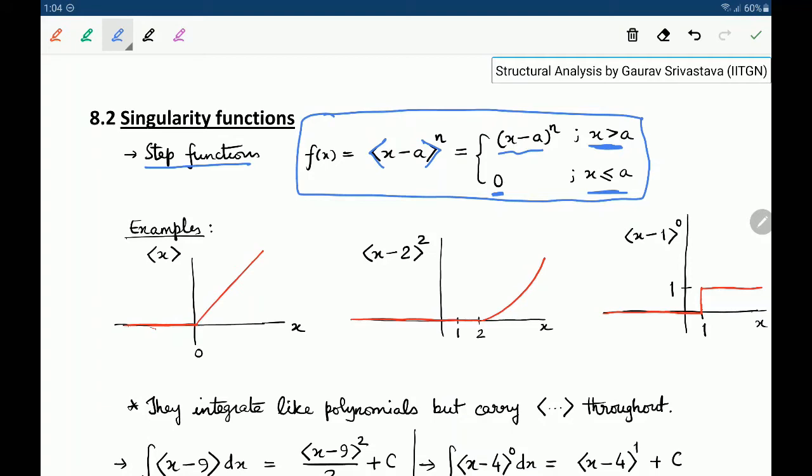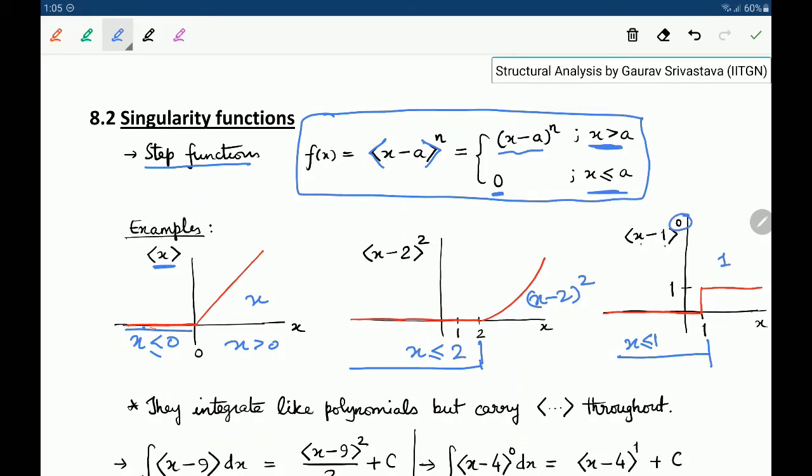Okay, so if you look at a few examples just to get a sense of what this is, if we say angular bracket x, or in other words, angular bracket x minus 0, so for x less than or equal to 0, this remains 0, and for x greater than 0, this is x. Okay, so this is the line which represents x. Similarly, if you look at angular bracket x minus 2 squared, so up to x less than or equal to 2, this will remain 0, and after that this will behave as x minus 2 whole squared. Similarly, we can talk about angular bracket x minus 1 to the power of 0. So for x less or equal to 1, it remains 0, and for x greater than 1, it takes a value 1 because the exponent here is 0. So the value becomes 1. Yeah, so this is how these angular brackets span out.